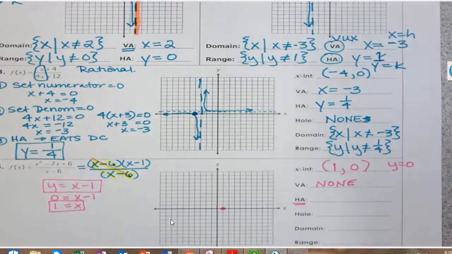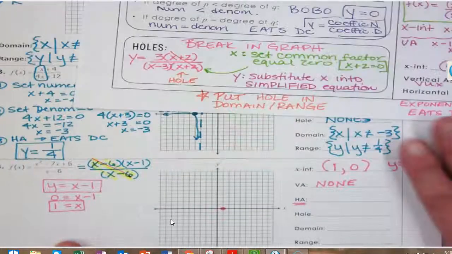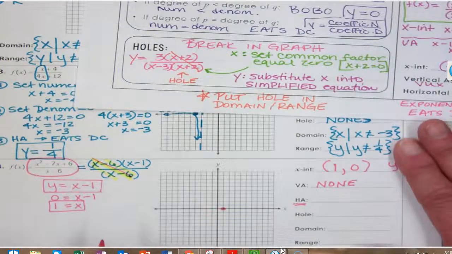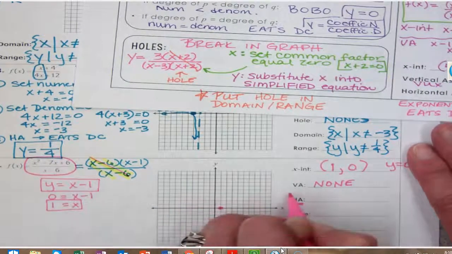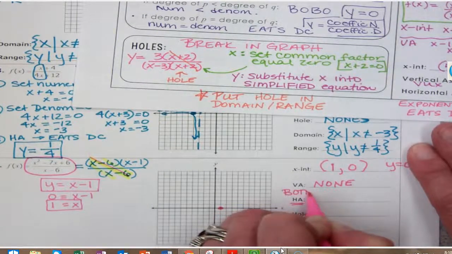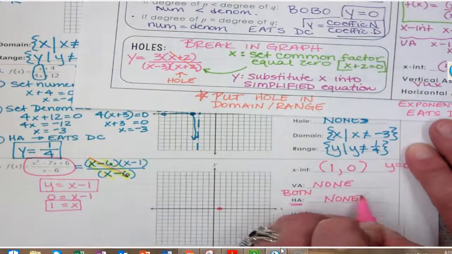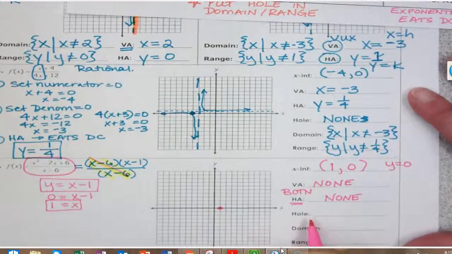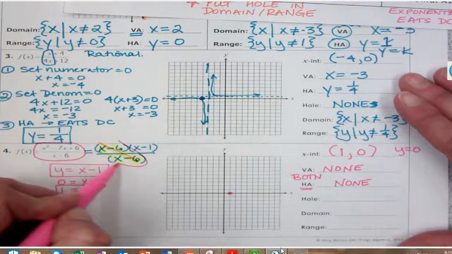Okay, so for my horizontal asymptote, I'm going to look and see, all right, is this a Bobo? Is it a Botan? Is it an eats DC? Well, to look at that, I'm looking at my original function. Bigger on top. So this is a bigger on top Botan. So there will be no horizontal asymptote. None. Now, the hole.